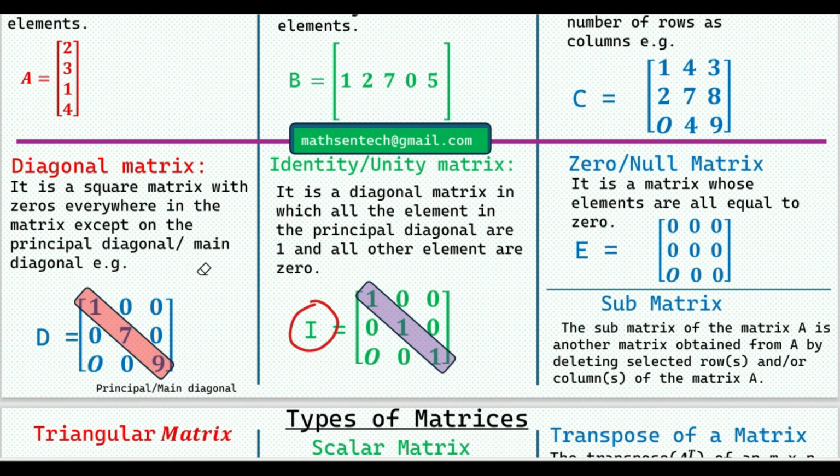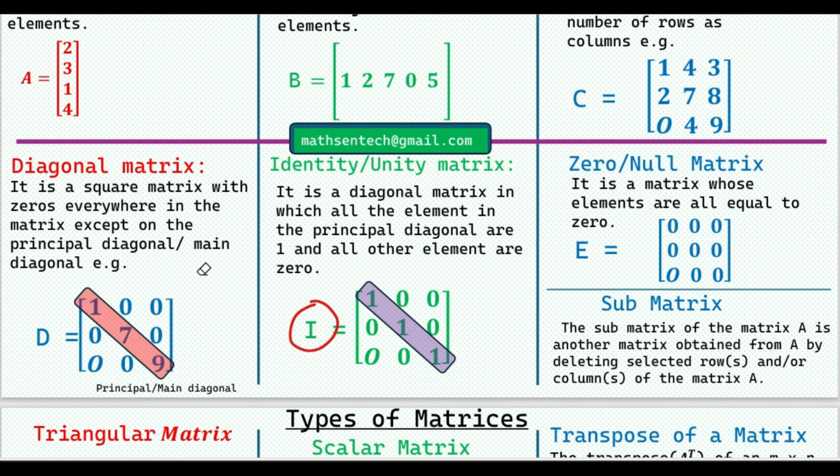The other one is a zero or null matrix. These are matrices whose elements are all equal to 0. When you have a matrix E in which all the elements are equal to 0, that's a null matrix. Then we'll very quickly go to a submatrix. You can form a submatrix from any matrix. So how do you form a submatrix?